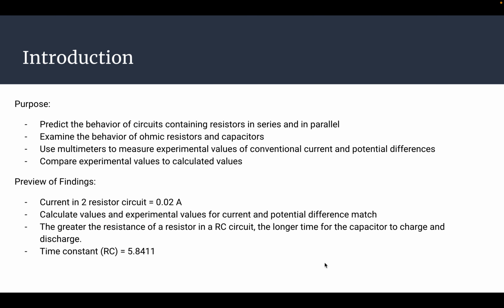The purpose is to predict the behavior of circuits containing resistors in series and in parallel, examine the behavior of ohmic resistors and capacitors, use multimeters to measure experimental values of conventional current and potential differences, and finally to compare experimental values to calculated values. The preview of the findings is shown below.